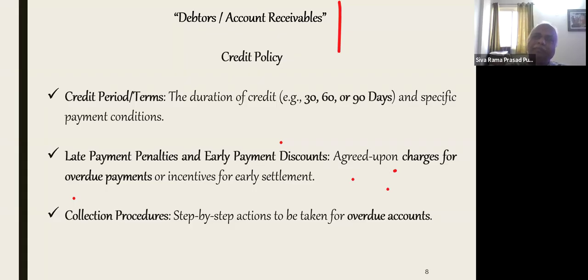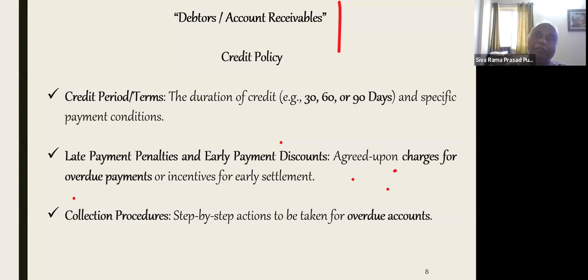Late payment. Suppose Star Bazaar has taken, the company has given 30 days credit for various products that are manufactured by the corporate debtor and sent to them. And Star Bazaar, 30 days they have not paid. Or Reliance, 30 days they have not paid. In case that is not paid, what rate of interest to be charged? That is also defined in the credit policy.